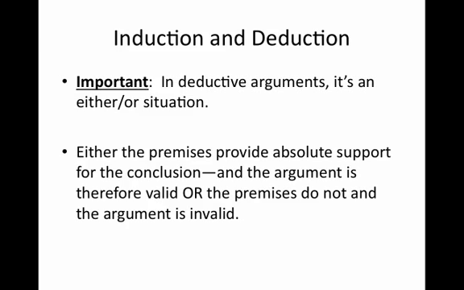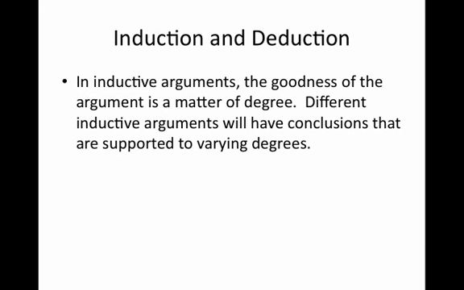So, and this is important, pay attention to this. In deductive arguments, it's basically an either-or situation. Either the premises provide absolute support for the conclusion, and the argument is therefore valid, or the premises do not provide absolute support for the conclusion, and the argument is invalid. However, in inductive arguments, the goodness of the argument is a matter of degree. Different inductive arguments will have conclusions that are supported to varying degrees.